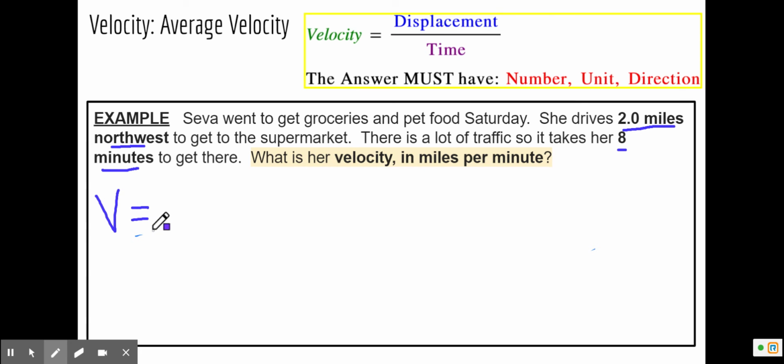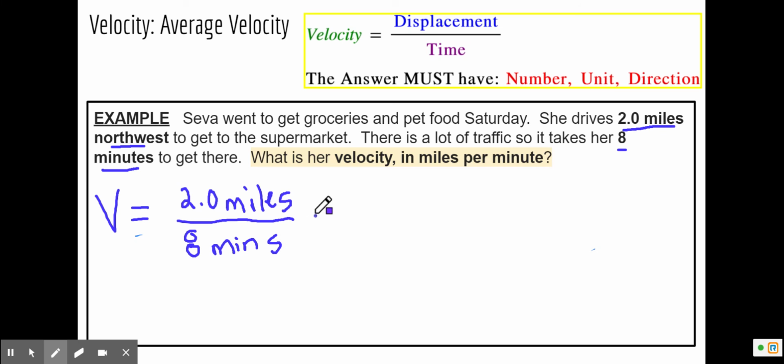Velocity equals displacement divided by time. We can think of displacement as the distance version for velocity. The distance she drove is 2.0 miles. So often displacement and distance are the same thing. And we divide it by time. The time it takes her to drive the 2 miles is 8 minutes.